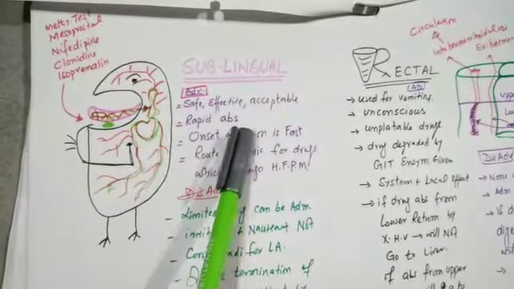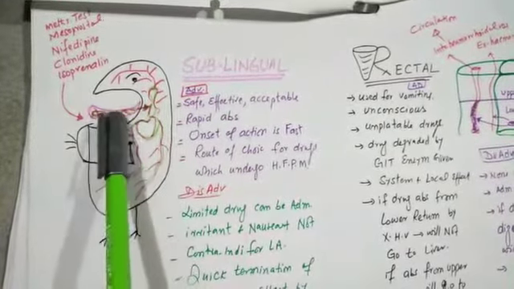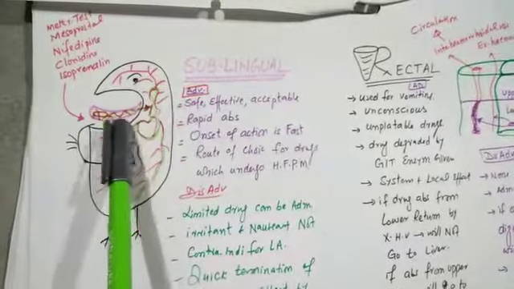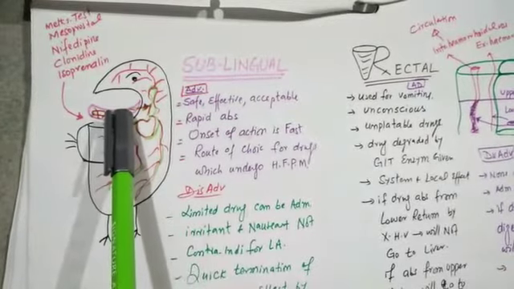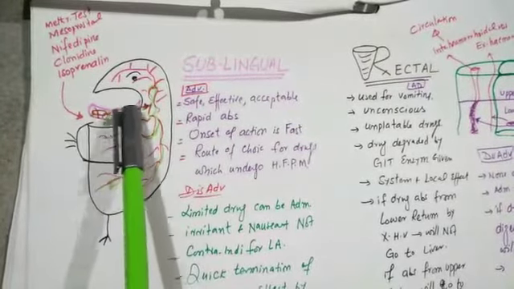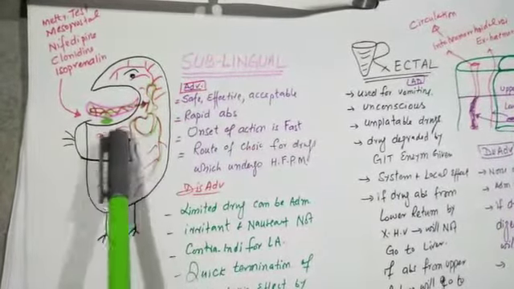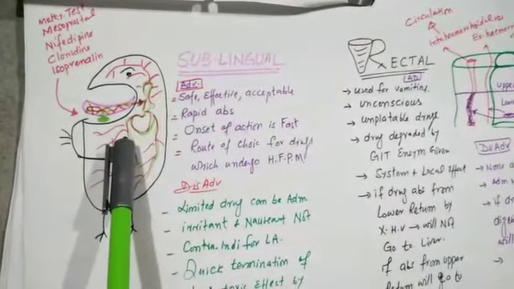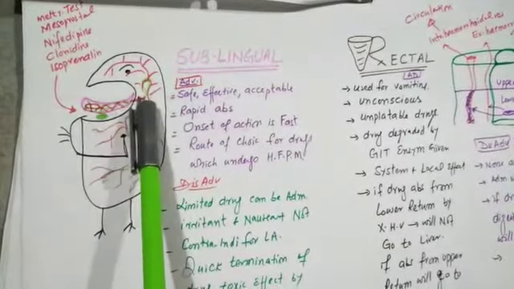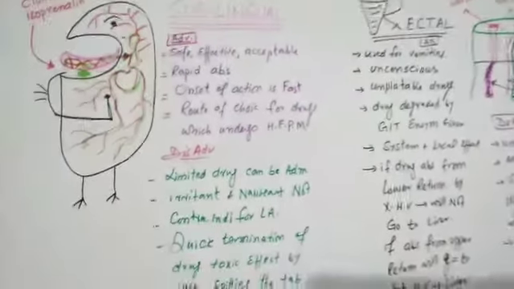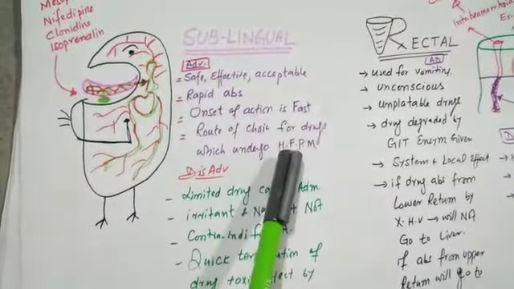Rapid absorption occurs and onset of action is fast because in the tongue there is a bed of capillaries. These capillaries take up this drug, absorb this drug and provide the drug to the systemic circulation, bypassing the liver metabolism. So this route is very safe if the drug undergoes hepatic first pass metabolism. This is the route of choice for drugs which undergo hepatic first pass metabolism.